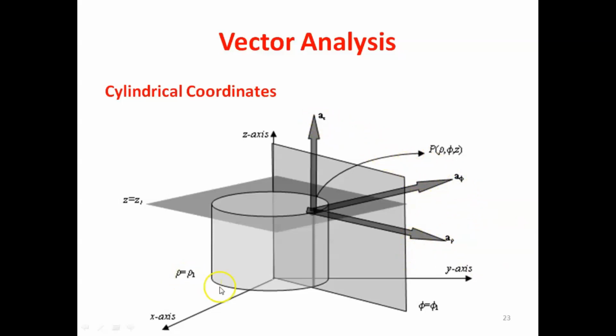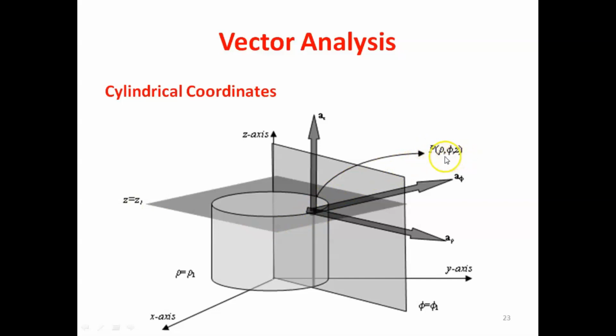So rho equal to rho 1, instead of a circle, when it is extended along the z direction, will be a cylinder. Phi equal to phi 1, which was a line in the polar coordinate system, will be extended along the z axis to form a plane, which is appearing here. And z equal to z1 is the usual plane that we discuss normally, parallel to the xy plane. Now, the common intersection of a cylinder, a plane described by phi equal to phi 1, and another plane described by z equal to z1 has only one common point, and that point P is referred to as (rho, phi, z).